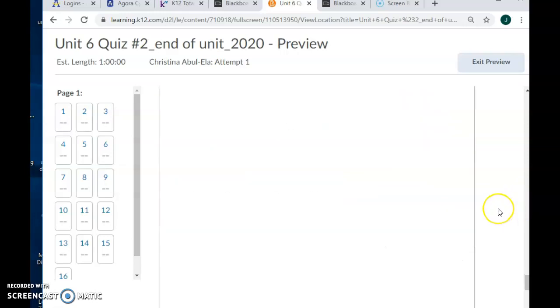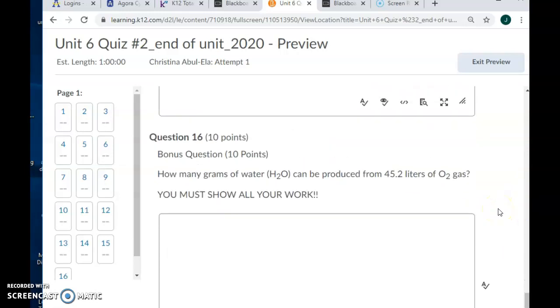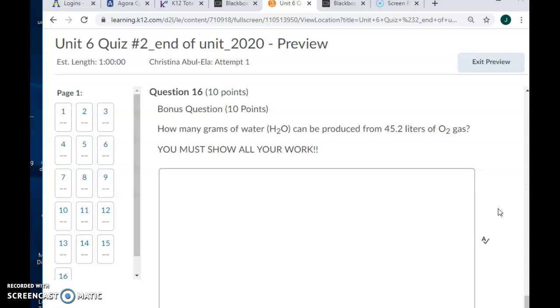We have one left. It's an extra credit or bonus problem. Again, this is optional. It's worth 10 points. You have to show all of your work to get full credit. It says how many grams of water can be produced from 45.2 liters of oxygen gas. Again, you must show all of your work.